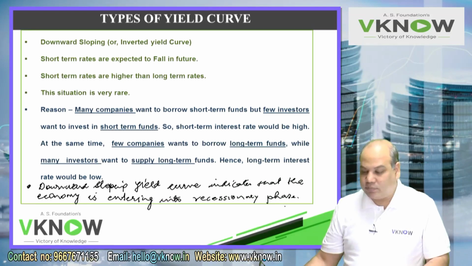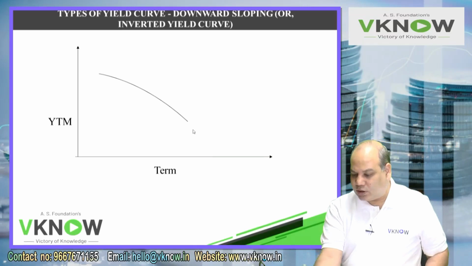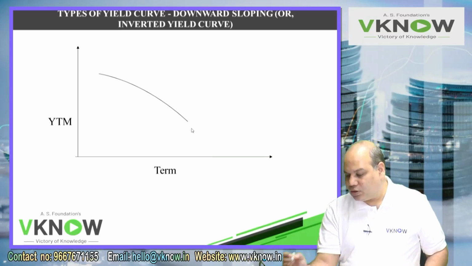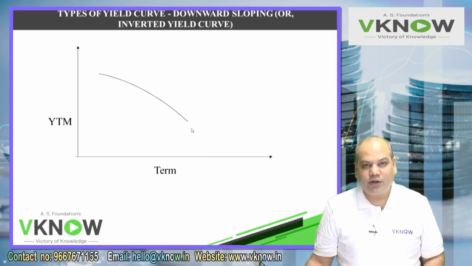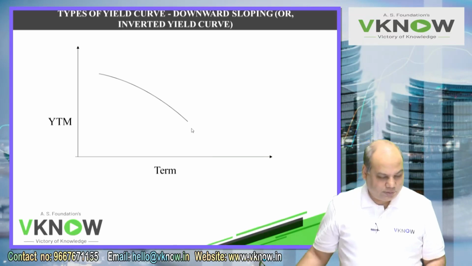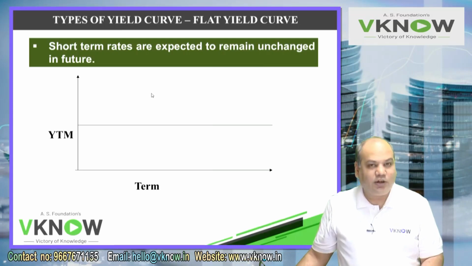And now you draw one diagram. So for the exam, if they ask you types of yield curve or specifically downward sloping yield curve, after writing the note, draw this diagram and it should be a downward sloping curve. So on the x-axis write down term, on the y-axis write down YTM, write neatly, it should look like a downward sloping curve. Yes, very good. Come to point number 3, the third type, which is called flat yield curve.